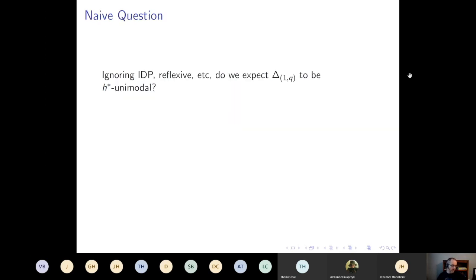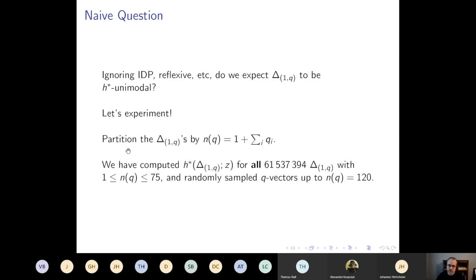And then there's just a naive question that we can ask, which is, if you ignore IDP and reflexive, etc., ignore all these conditions, do we expect the delta 1 Qs to be unimodal at all? And so we ran some experiments. We partitioned these by the normalized volume. We did compute the H-star polynomials for all 61.5 million delta 1 Qs where the normalized volume went up to 75. But using that as comparison, we randomly sampled Q vectors up to normalized volume 120 to produce the following plot.